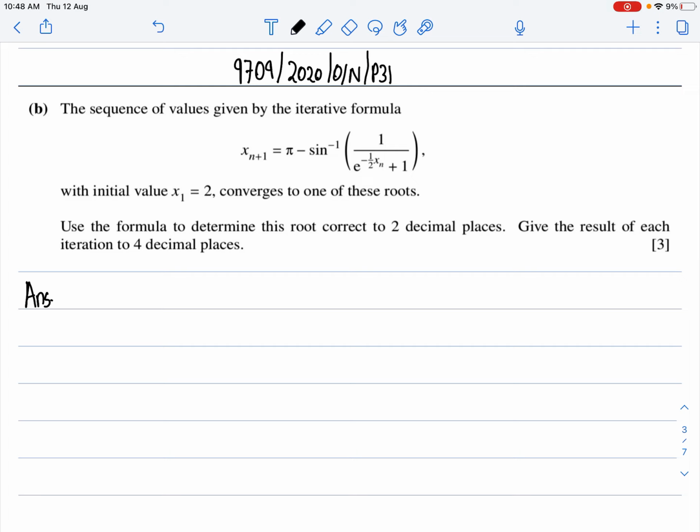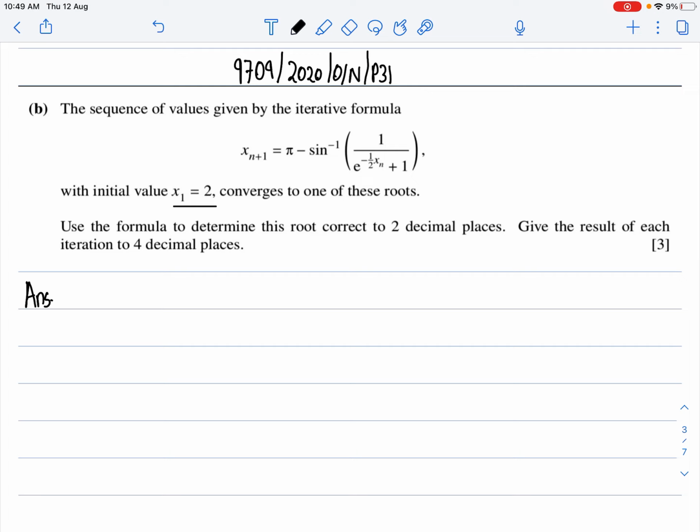So the sequence of values is given by the iterative formula x with n plus 1 is equal to pi minus sine inverse of 1 over e raised to minus half xn plus 1. So they have given us an initial value here which converges to one of these roots. If this is the first time you're learning this concept, you might not understand what I just said, but this is really simple.